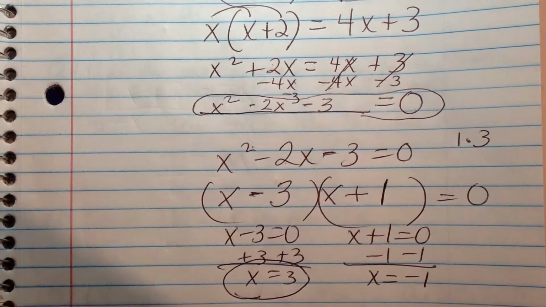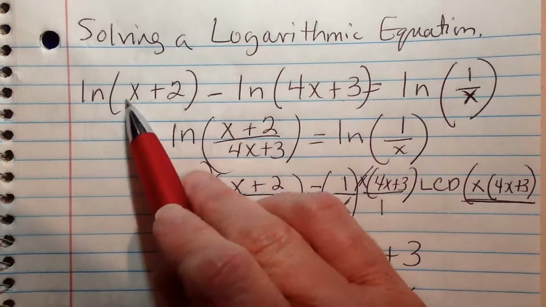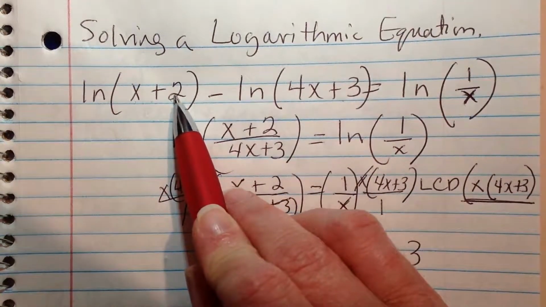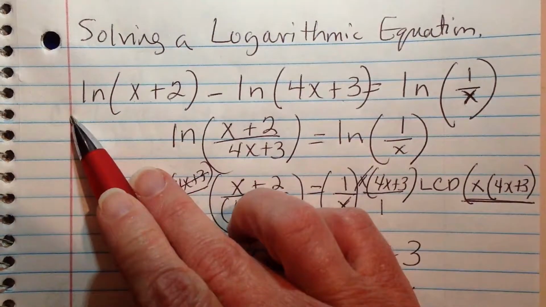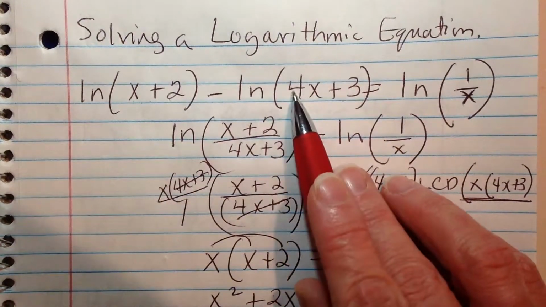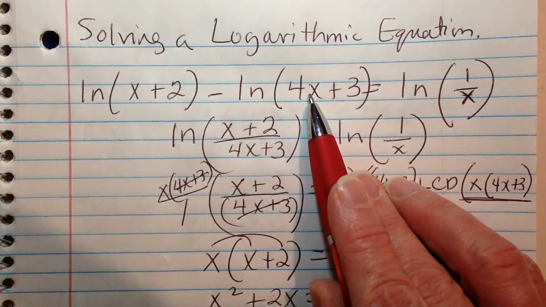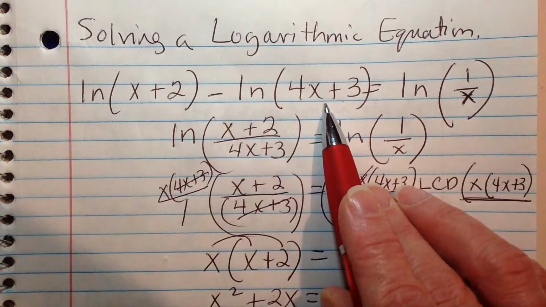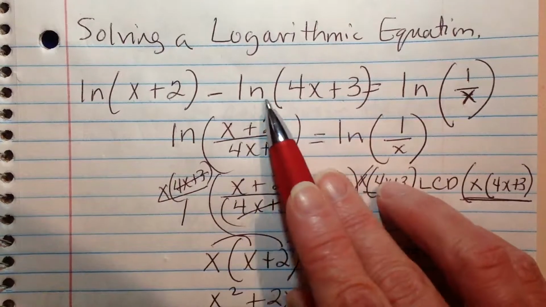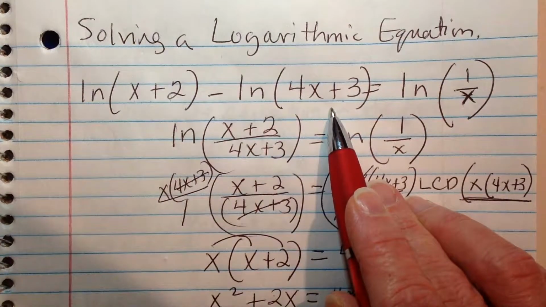But let's check negative 1. If we plug in negative 1 back into the original problem, negative 1 plus 2 is positive 1. I can take the ln of positive 1. Plugging in negative 1 here, 4 times negative 1 is negative 4. Negative 4 plus 3 would be negative 1. We cannot take the ln of a negative number. If you tried to do that on your calculator, you could see that it does not work.